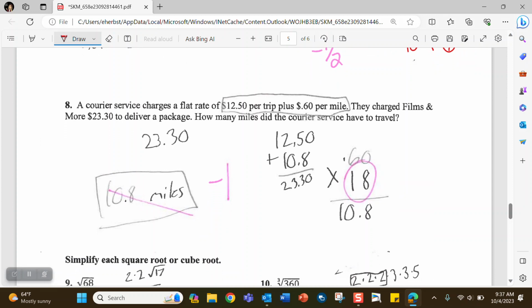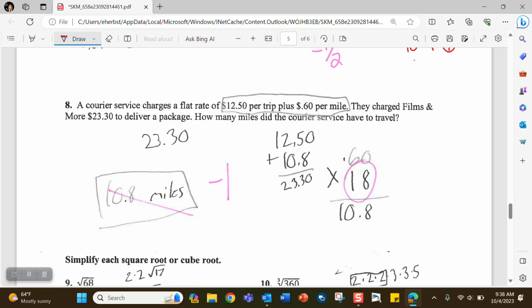Okay, on number 8, there's pretty much 2 methods to solving this. You went about this a correct way, but then gave the wrong answer, right? So let's just read it. A courier service charges a flat rate of $12.50 per trip plus 60 cents per mile. They charged $23.30 to deliver a package. How many miles did the courier service have to travel?